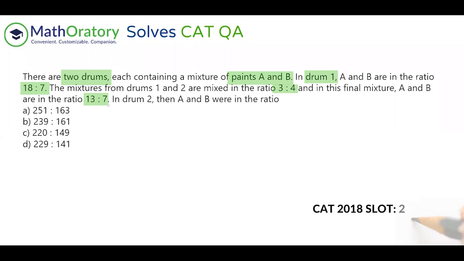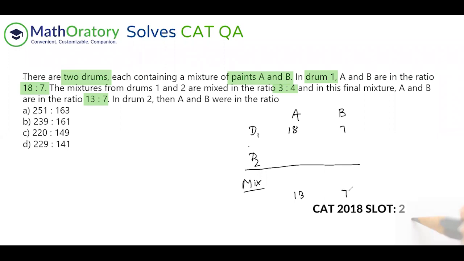Let me just draw the chart that I normally do. We have A and B, and there are two drums, drum 1 and drum 2. Drum 1 has A and B in the ratio 18 is to 7. Let me just write them as numbers itself. I'll try to manipulate with numbers, but because it's a little challenging, I will discuss the smartest approach here. The mixture should have A and B in the ratio 13 is to 7. So that is the requirement here.